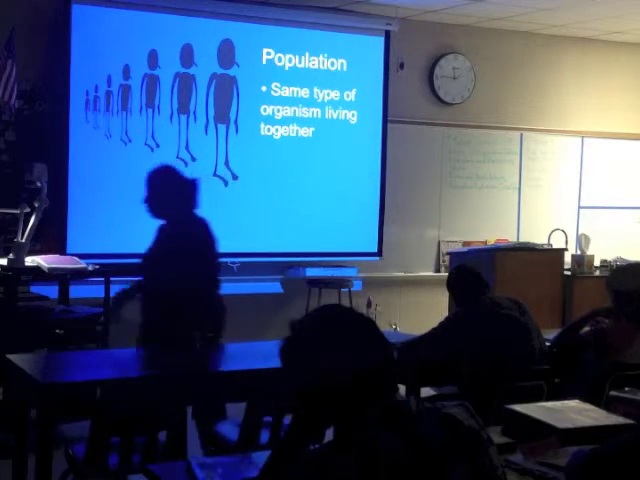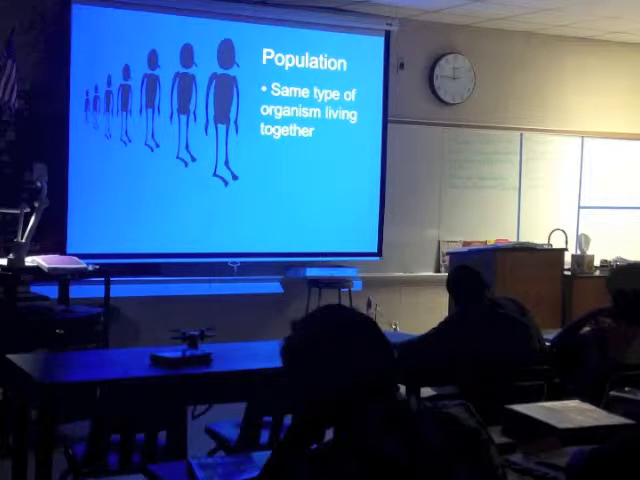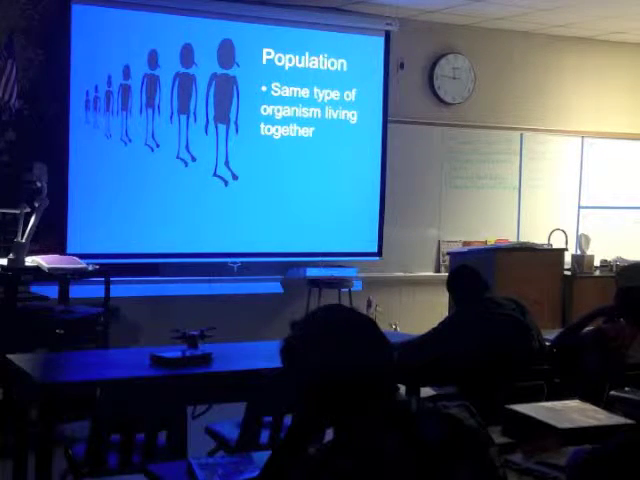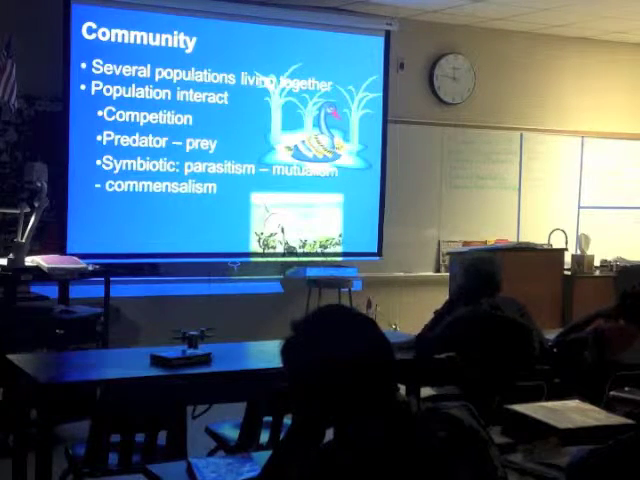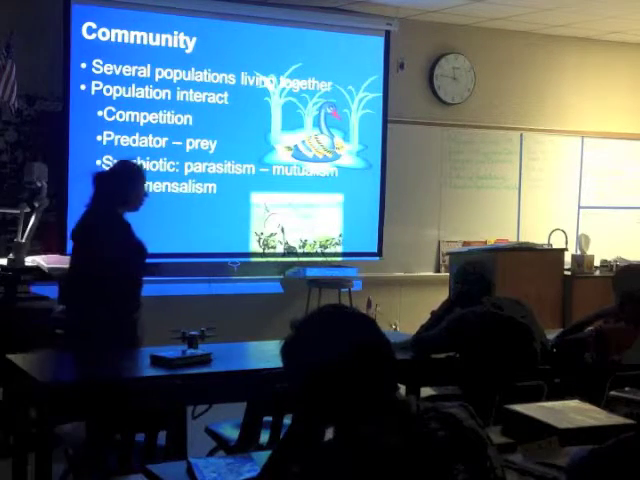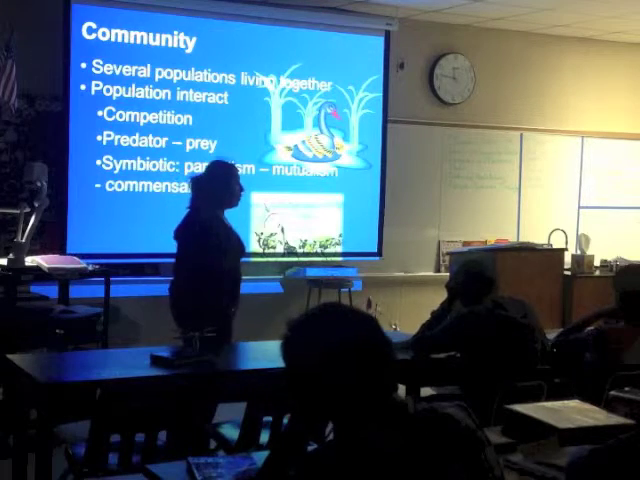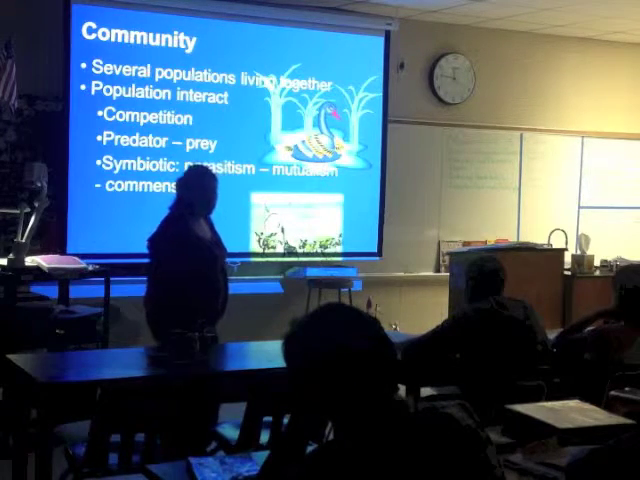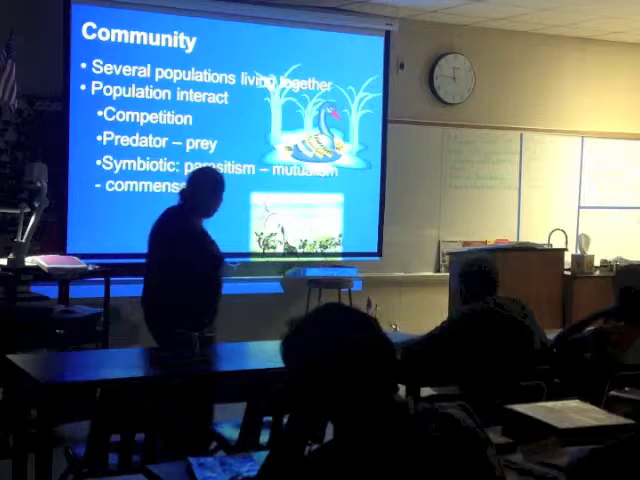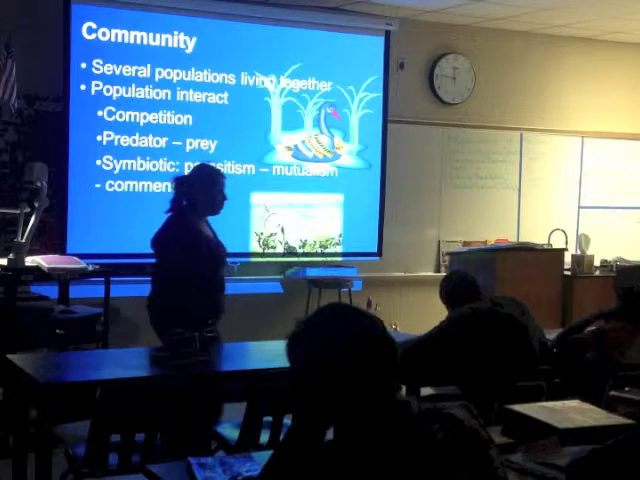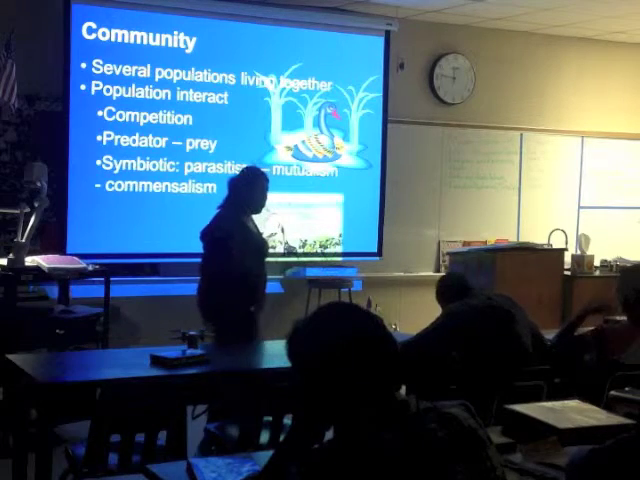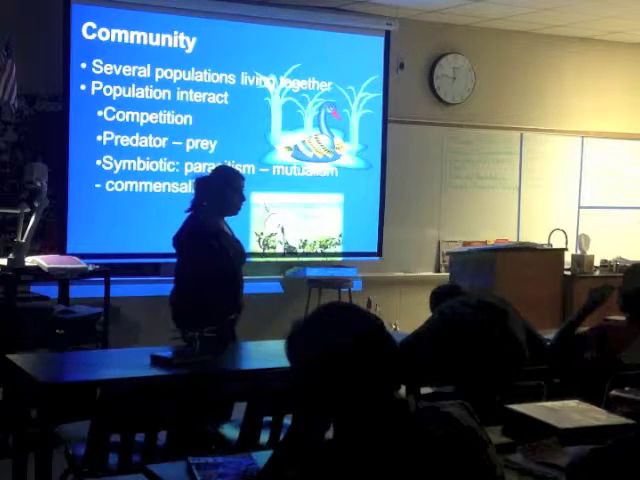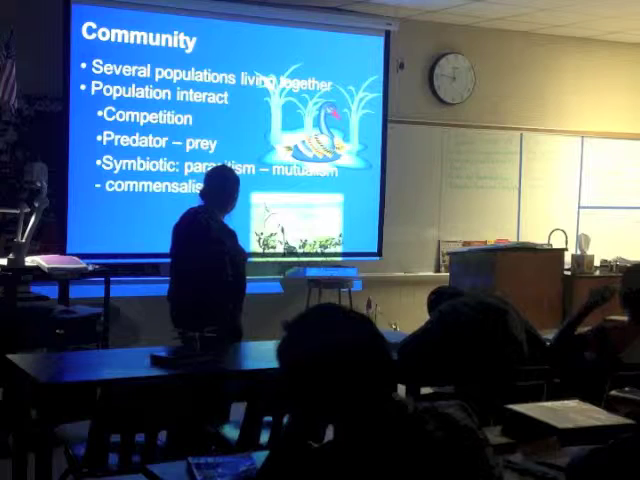So that's your population. Then, in a specific area, they're not by themselves. There are other populations there. There's a community. A community is where a bunch of different populations are living together, but not only living together, they relate to each other. There's either competition, meaning they're competing for the same water, the same food. Predator-prey, meaning one is getting eaten and one is hunting.